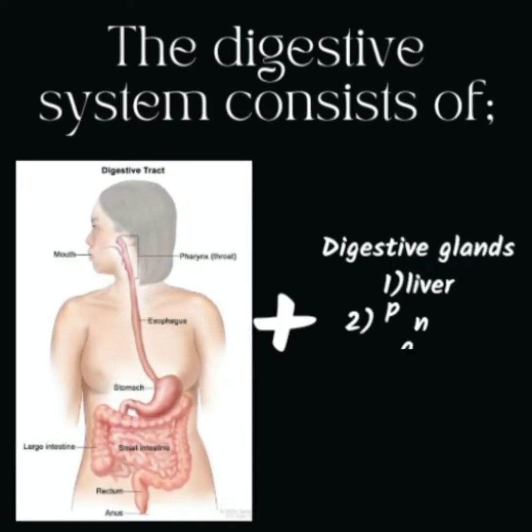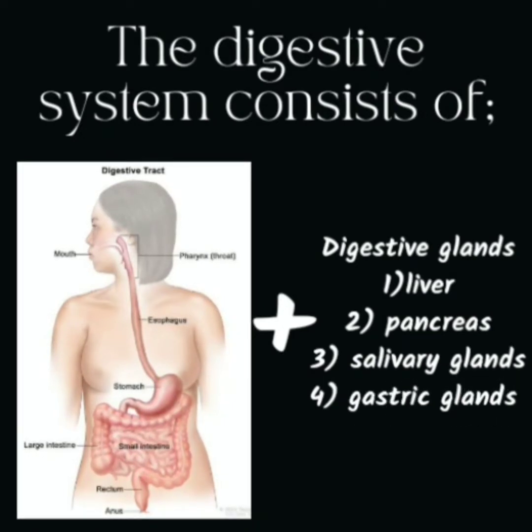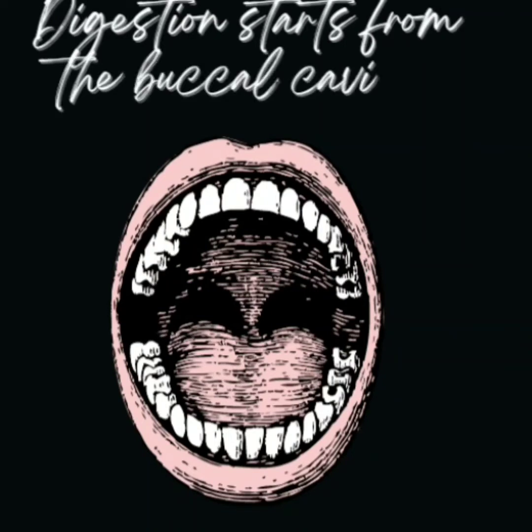It mainly consists of the digestive tract as well as the digestive glands, which include the liver, pancreas, salivary glands, and the gastric glands. These glands together form the digestive glands, and the digestive glands along with the alimentary canal form the digestive system. And digestion begins from the buccal cavity. It is the cavity where the salivary glands are located. As digestion starts from the buccal cavity, you should be familiar with the dentition present in the mouth.